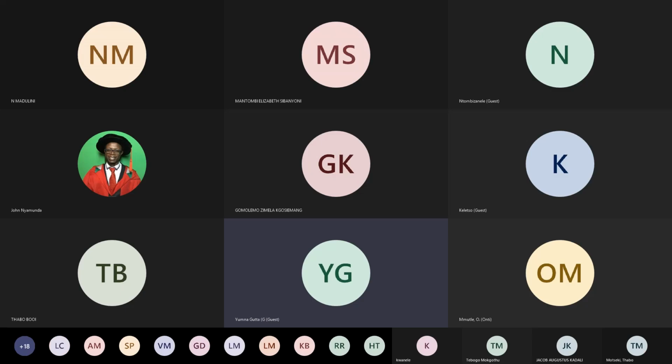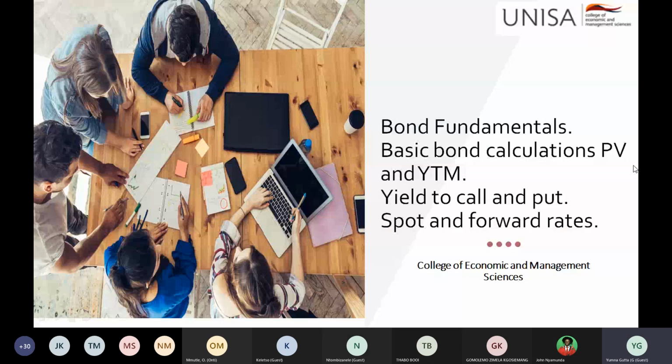Investments, and today we're covering unit 11 and 12. Basically, unit 11 is mainly theory, and unit 12 is evaluation of bonds.